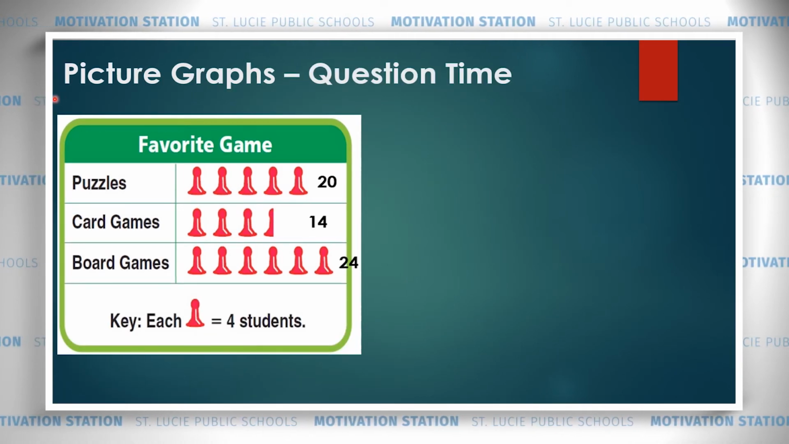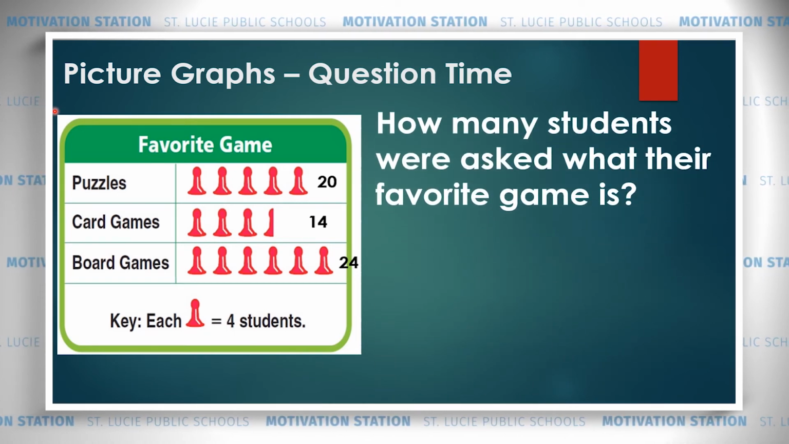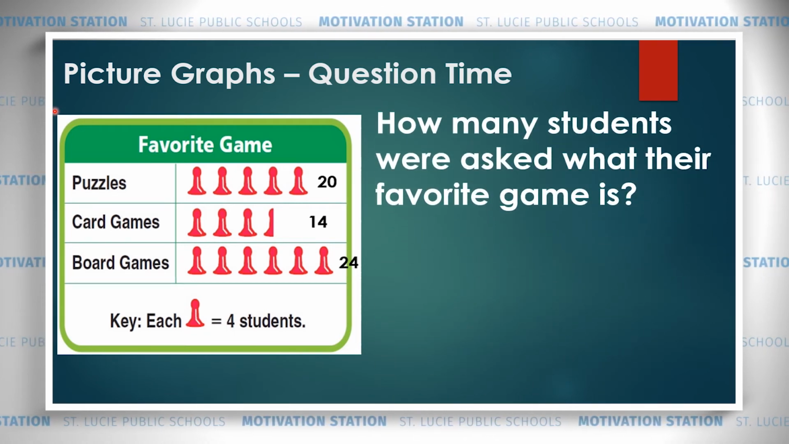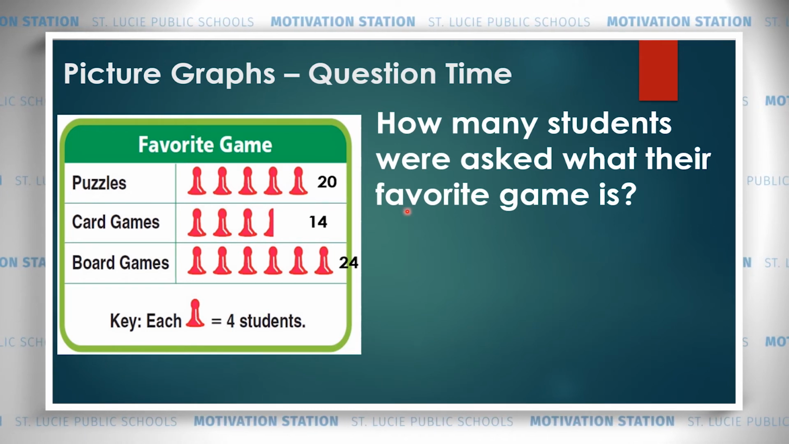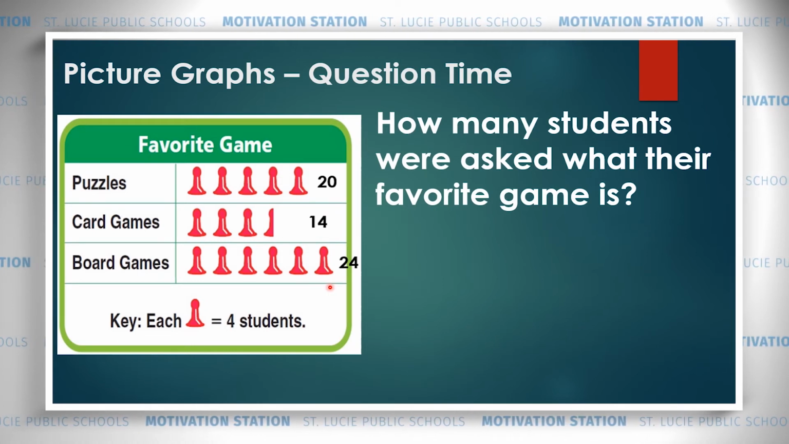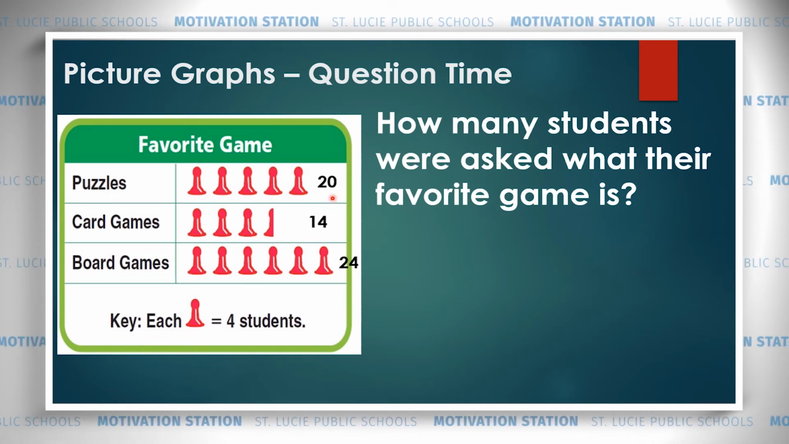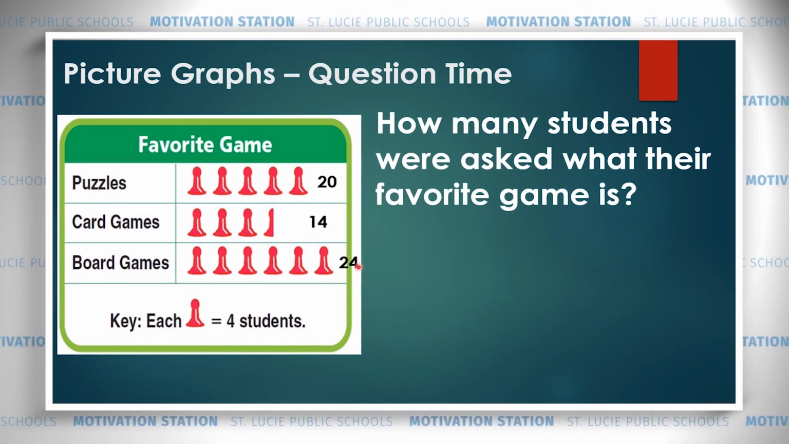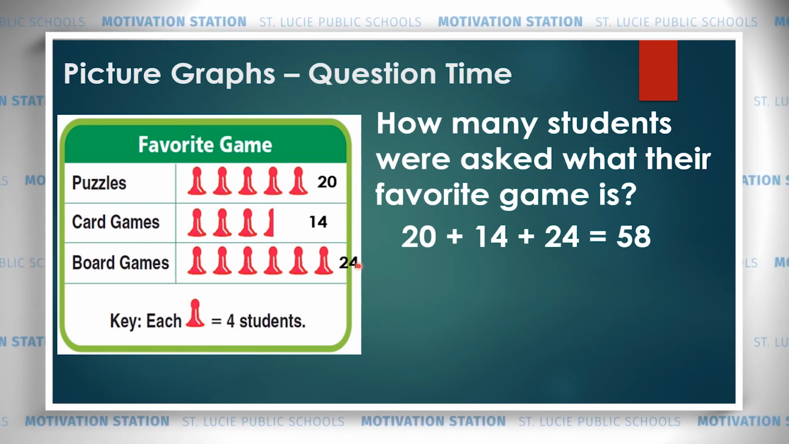We're going to use the same picture graph of favorite games to answer this question. How many students were asked what their favorite game is? That question is asking us to total all of the students that voted. And we can do that in 2 ways. We could count 20 plus 14 plus 24 and get 58. Or we could also multiply.